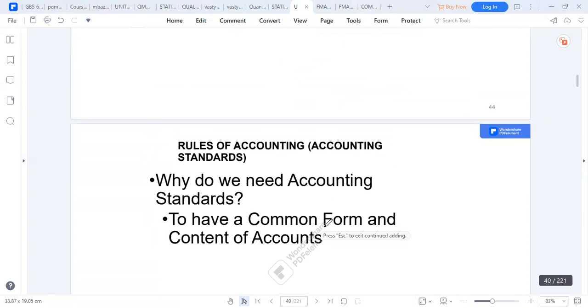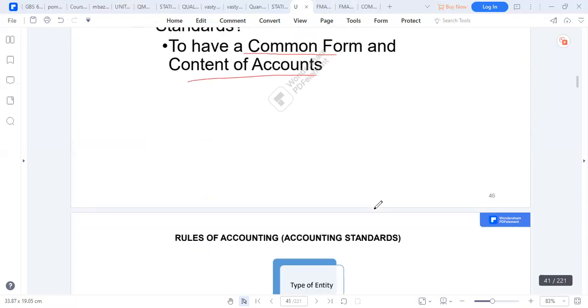So why do we need these accounting standards? Like we have a socket that we can buy in the EU and it can work in Zambia. We also have accounting standards that could be applicable wherever. Accounting standards will give us a common form and content of accounts, such that wherever we go, we can have auditors from whatever country that will ensure that these standards are followed.